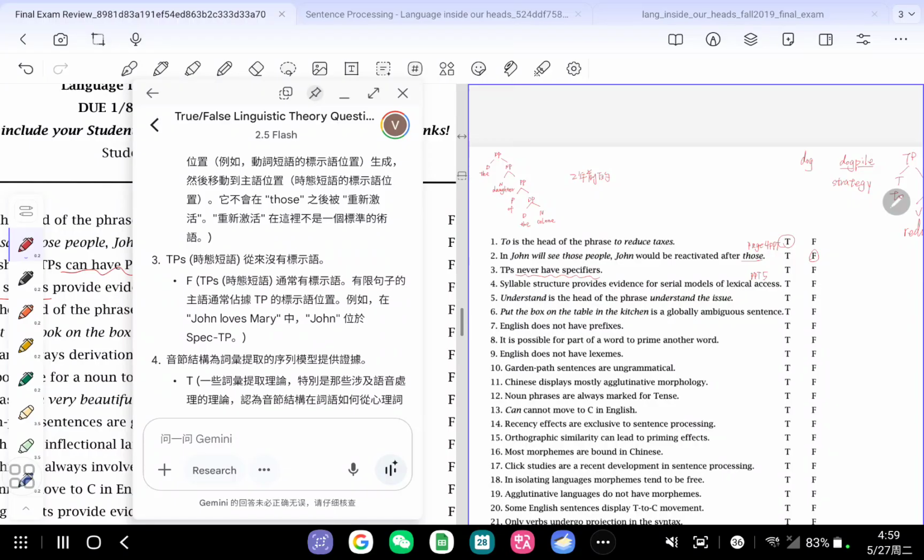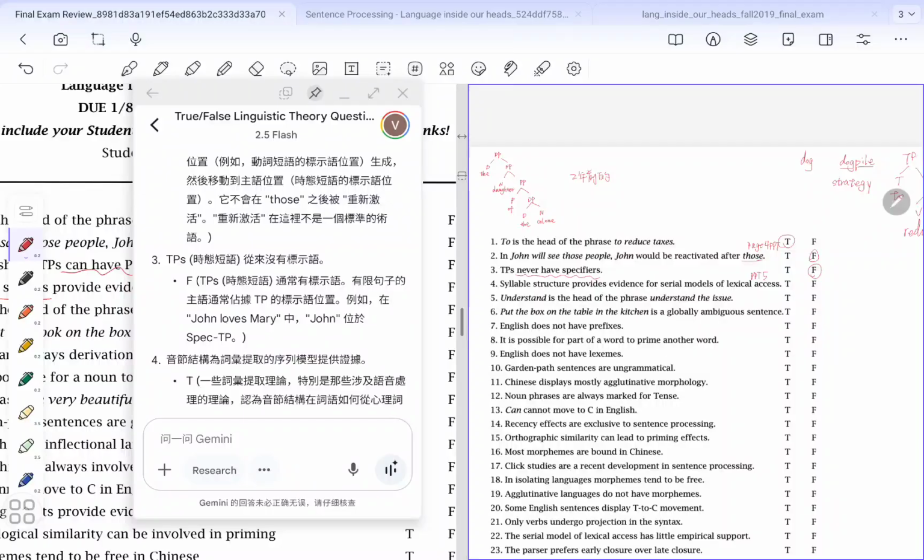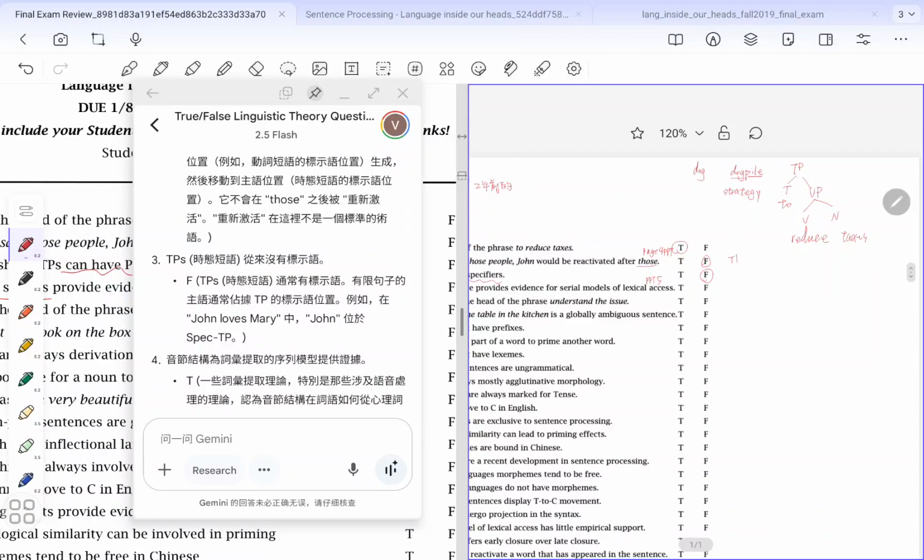That's false. Give me an example of a TP with a specifier. He will see Mary. He is the specifier, and will refers to see Mary. Again, if you don't know what this is, you have to go back and understand the term specifier. In this kind of phrase where you have a head and its complement, that's a head, that's a complement, that's a phrase level. Specifier and complement. That's what we call the intermediate level.